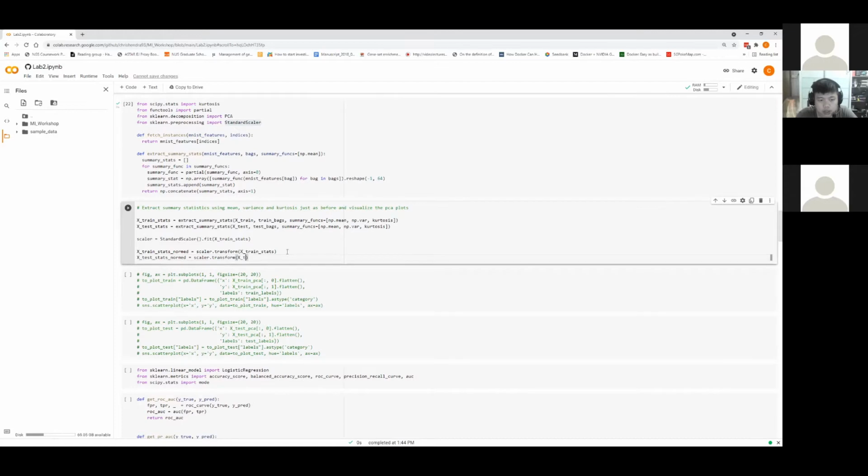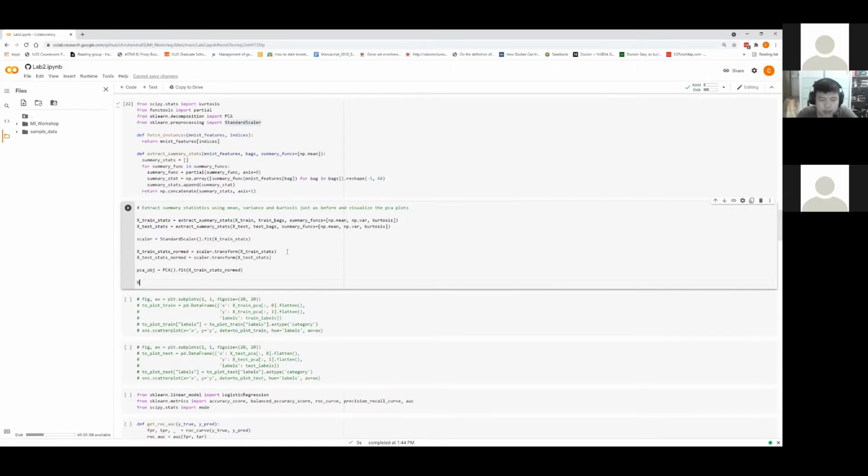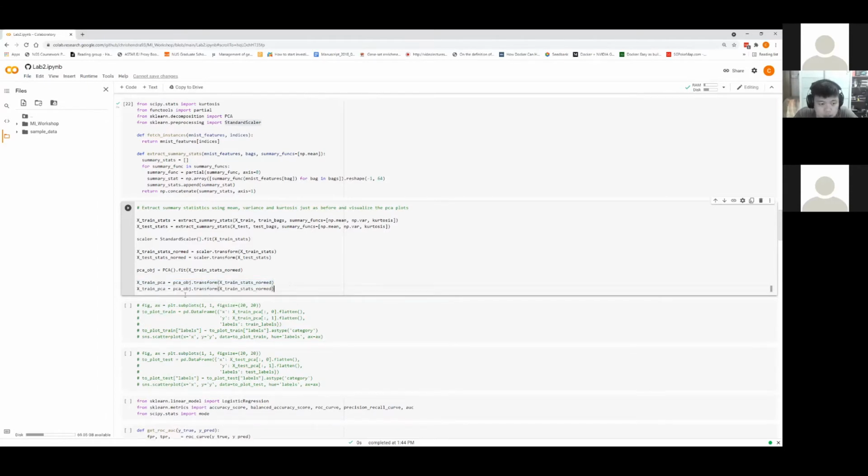Scaler.transform xtest stats. So after we scale it, we want to run PCA on it. So we can create a PCA object called PCA. Then we do fit xtrain stats norm. And same as the scaler object, we create xtrain PCA by calling PCA object transform to xtrain stats norm, and do the same for xtest.